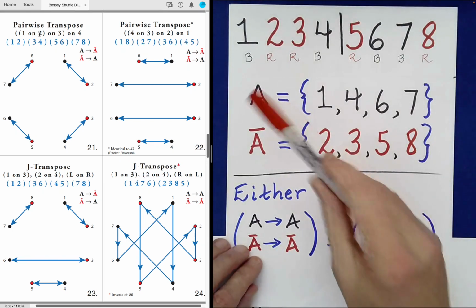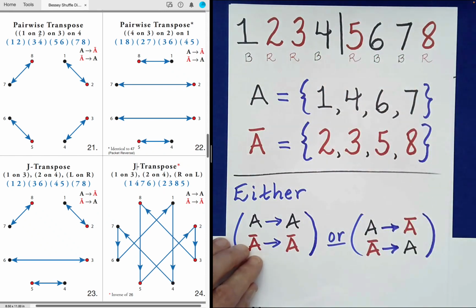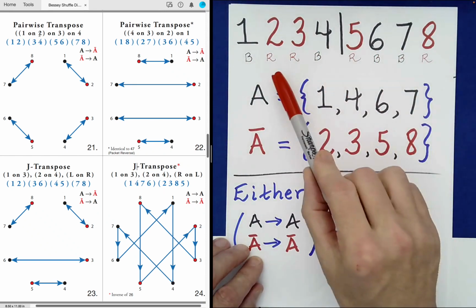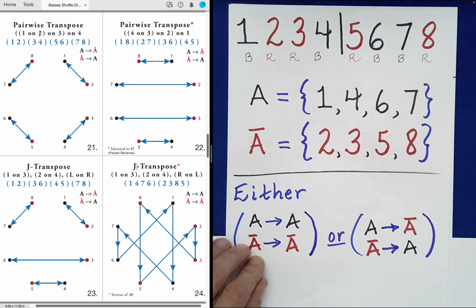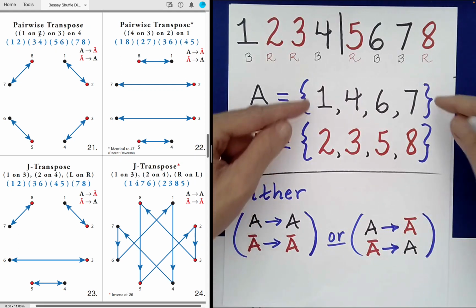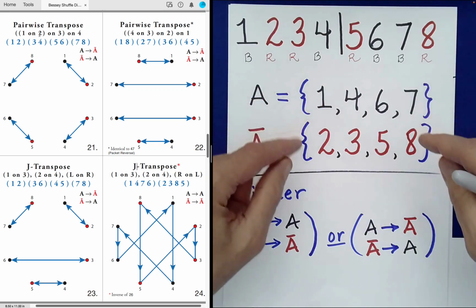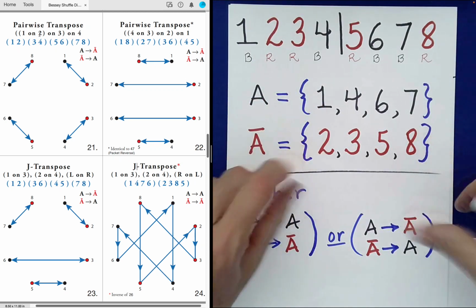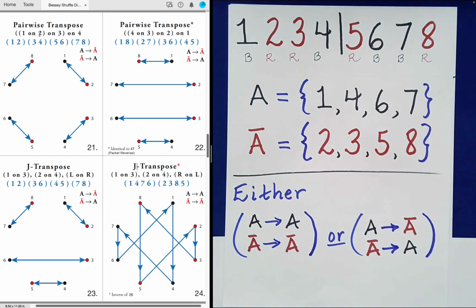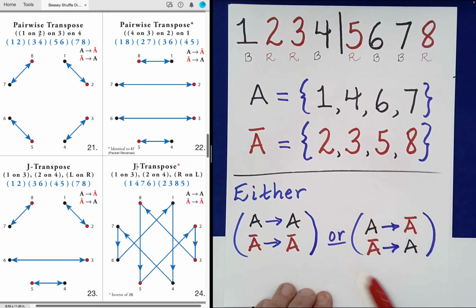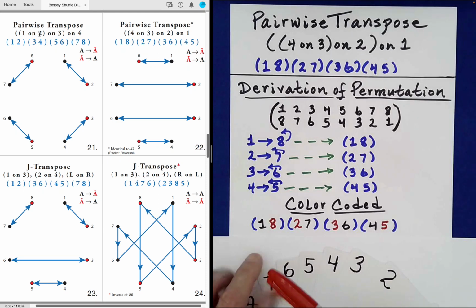Recall that positions 1, 4, 6, 7 are color-coded black, and position values 2, 3, 5, 8 are color-coded red. The reason for the color coding is to aid us in detecting whether there's been a wholesale replacement of cards in these positions and they've been moved to these positions. So has there been an inversion is what we call it. So has this occurred?